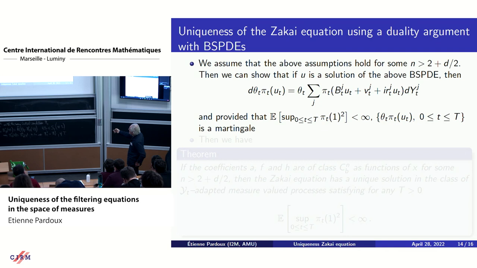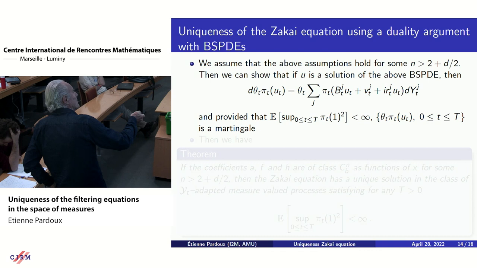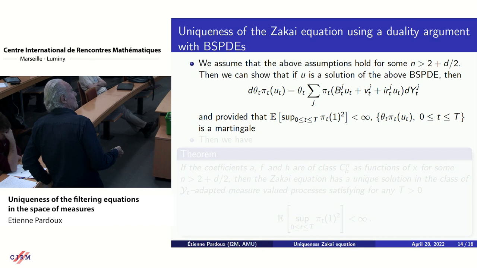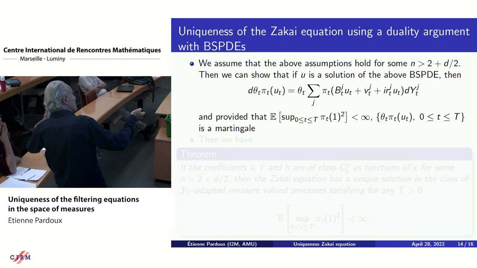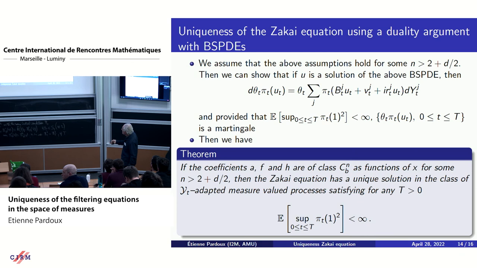Under the above assumptions, assuming that all coefficients are bounded, if the expectation of the sup over t between 0 and capital T of pi t of 1 squared is finite, then we get that this local martingale is a martingale. I mean, the stochastic integral integrating this gives a martingale. Note that in the previous case, I didn't have this square. This is due to the fact that in the previous case, that term was deterministic. Here it is random, and the sup over x of those quantities is only square integrable, not bounded. So I need a restriction compared to what I had before.